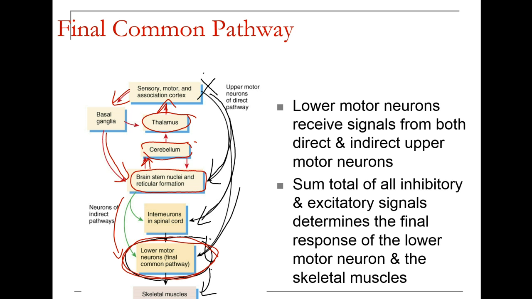this lower motor neuron. So sometimes that's called the final common pathway. You can see that word on there. That's the final common pathway. So you sum together all of the signals coming from the direct pathway, all the signals coming from the indirect pathway, and that will tell the skeletal muscles in the end exactly what they should do. So you sum all of those signals together in the lower motor neurons, and they directly control the skeletal muscles.